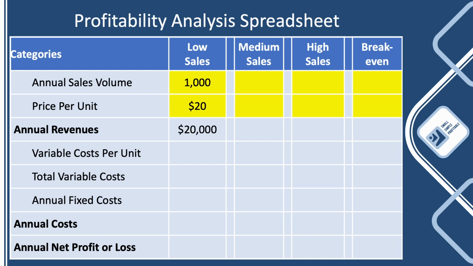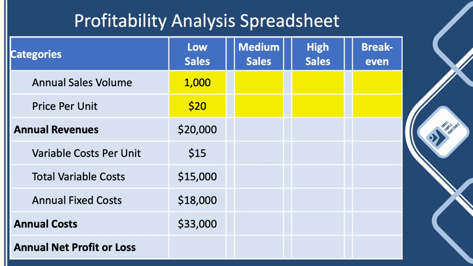The first 2 rows multiplied together equal the third row. So annual sales volume times price per unit equals annual revenues. Let's suppose that you have projected sales of 1,000 units and you plan to sell those units at $20 each. Annual sales volume of 1,000 times $20 per unit would equal $20,000 in annual revenues. The next 4 rows will add up to your annual costs.